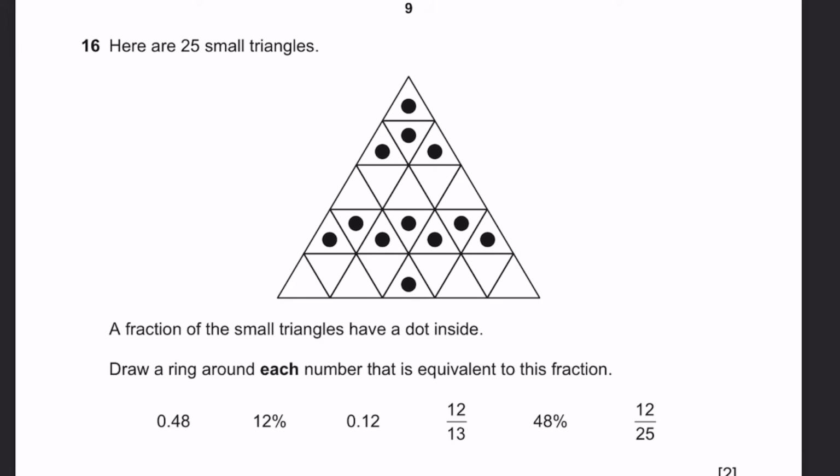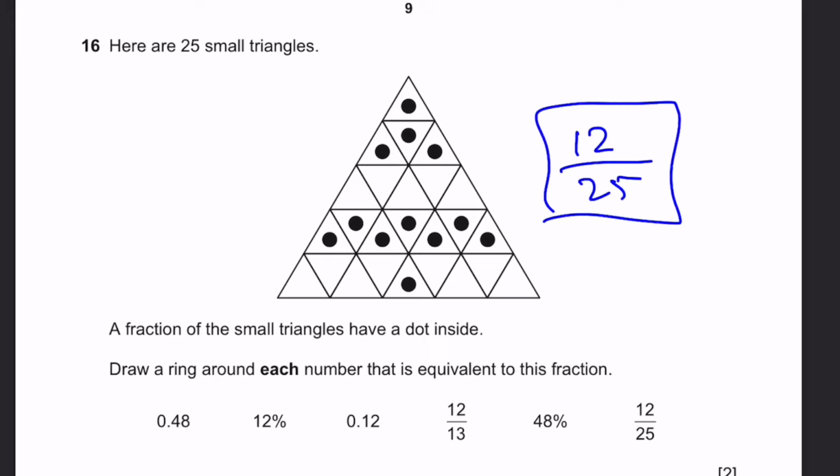Here are 25 small triangles. A fraction of the small triangles have a dot inside. Draw a ring around each number that is equivalent to this fraction. Well, the total number of triangles is 1 plus 3 plus 5 plus 7 plus 9, which is 25 triangles. And out of these, we have 1, 2, 3, 4, 5, 6, 7, 8, 9, 10, 11, 12 triangles filled. So that's 12 by 25. That's a fraction. So of course, easily we got one of them. This is just the same thing.